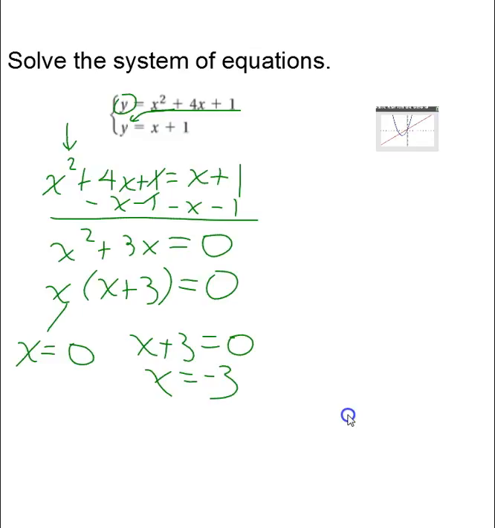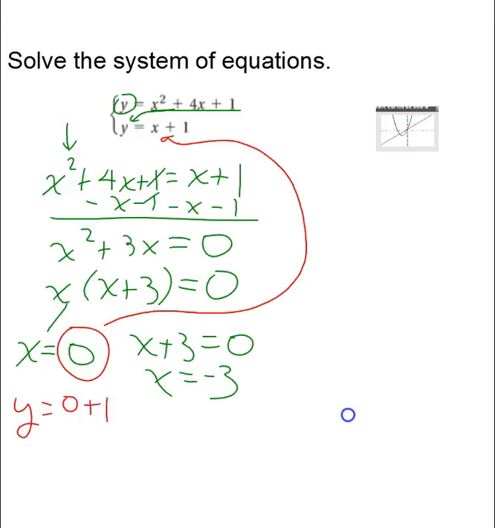Now don't forget, it doesn't matter which one I pick. So now I'm going to take this 0 that I just created. Let's make a little donut here. I'm going to plug it into this equation right here for that x. So wouldn't I get y equals 0 plus 1? So if you do, you get y equals 1 when I simplify. So I know that the line and the parabola intersected at 0, 1.